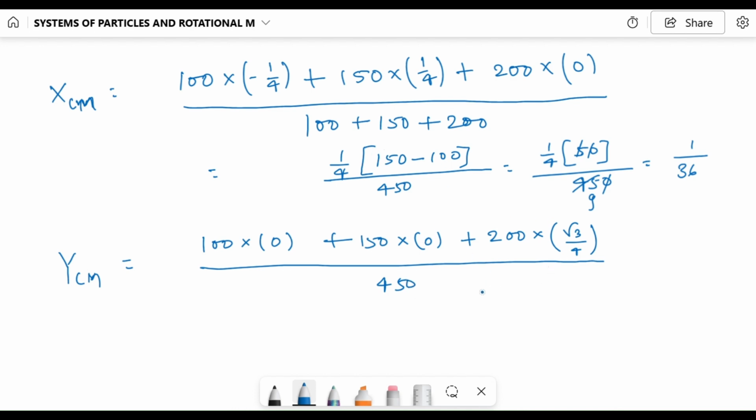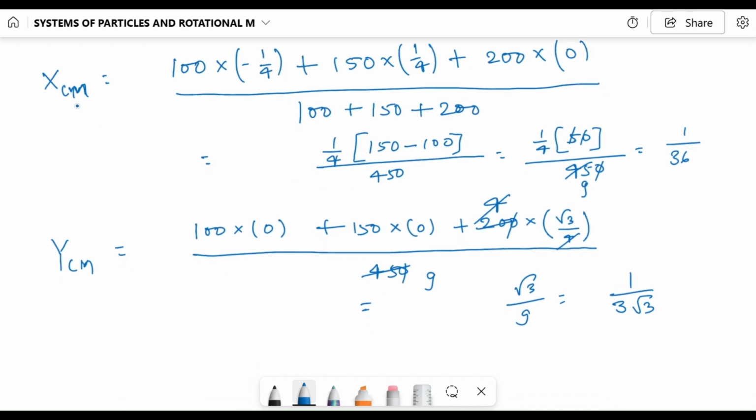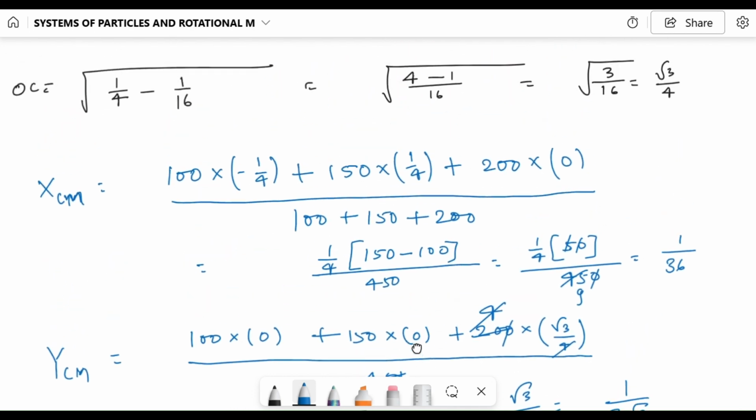And then we will have, let me try to solve it quickly. So this goes here, and then 5 times 9 and 5 times 4, and then here it will be gone. And then we will have root 3 by 9, and we can write it 1 by 3 times 3, and then root 3. Again, I am mentioning, if you are confused with these calculations, you can feel free to ask how it has been done. So xcm is 1 by 36 and ycm is 1 by 3 root 3.